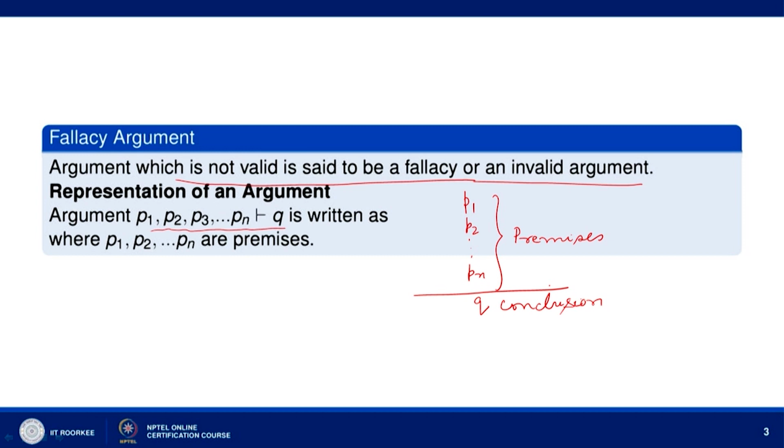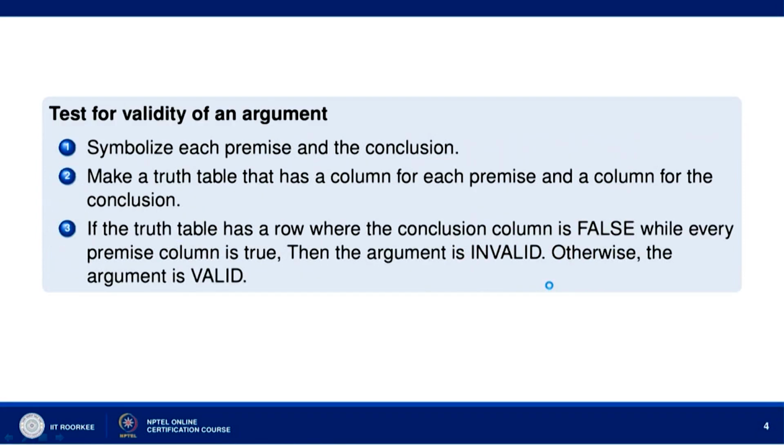Now, let us test for validity of an argument. When we want to test the validity of an argument, we symbolize each premise. Each premise is to be symbolized and the conclusion also has to be symbolized. Then we make a truth table that has a column for each premise. Suppose the premises are P1, P2, P3, Pn. So, there will be n columns, one column for each premise, and a column for the conclusion. If you denote the conclusion by the proposition Q, then there will be a column for Q.